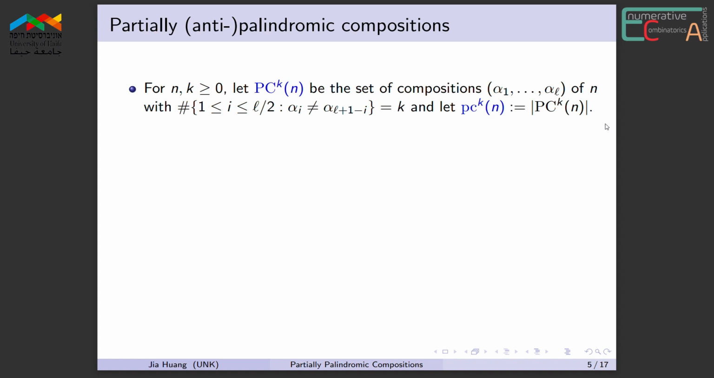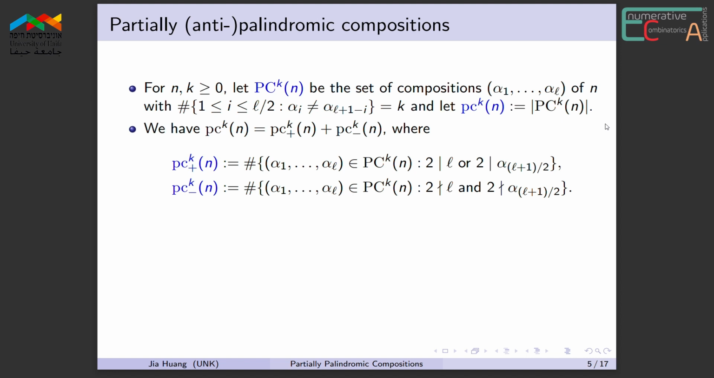And the lowercase pc super k of n is going to be the size of this set. So it's the number of compositions of n that violate the palindromic condition exactly k times. And to study this number, we refine this by taking the compositions that violate the palindromic condition k times with no middle part or an even middle part. And that's counted by pc_k plus of n.